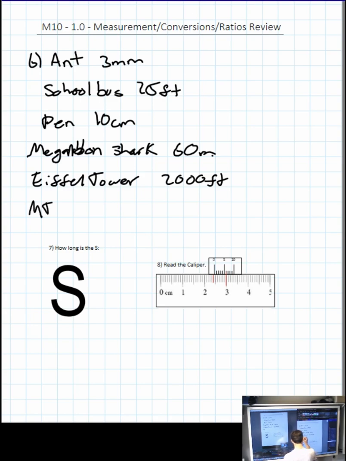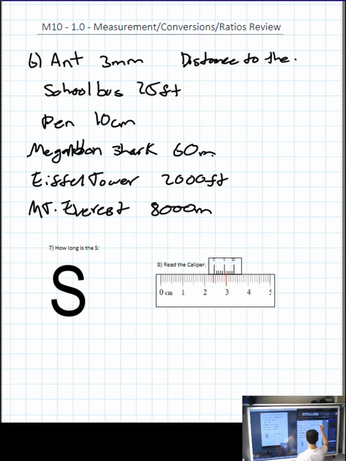Okay, Mount Everest. I'm going to go for 8,000 meters. I think that's approximately correct. I know it's about 30,000 feet, but I think it's about 8,000 meters. Okay, distance to the moon. Let's go for 250,000 kilometers. That's not that accurate. I just know that it's 250 million miles to Mars and that it's about 1/10 that distance.